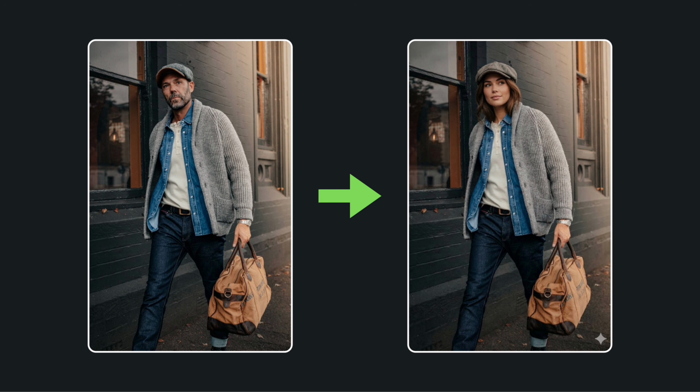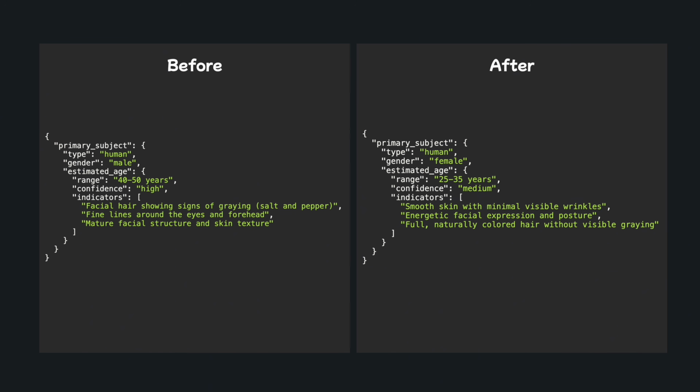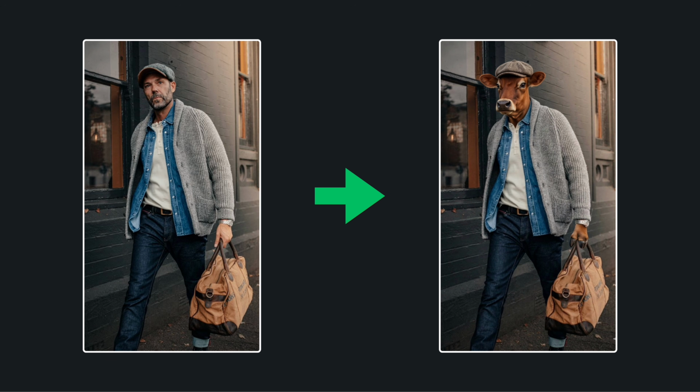Now, let's make things more interesting. Using the same prompt, I'll change the type from human to cow. I want to see if it can create a cow in this same style. Oh my God, it looks amazing! Nano Banana did a great job, and JSON prompting is the best.